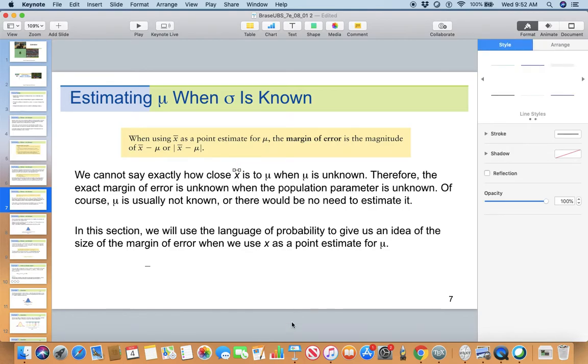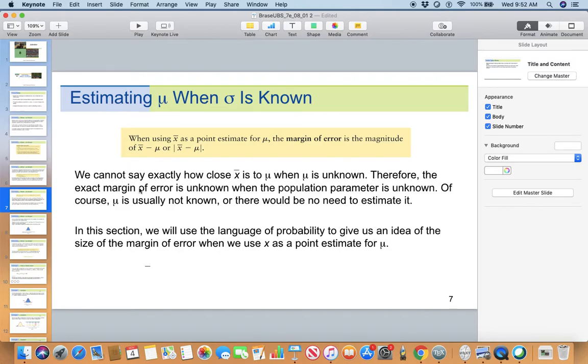All right. Therefore, the exact margin of error is unknown. We don't have an exact value here because we don't have mu. Of course, mu is usually not known, or there would be no need to estimate it.